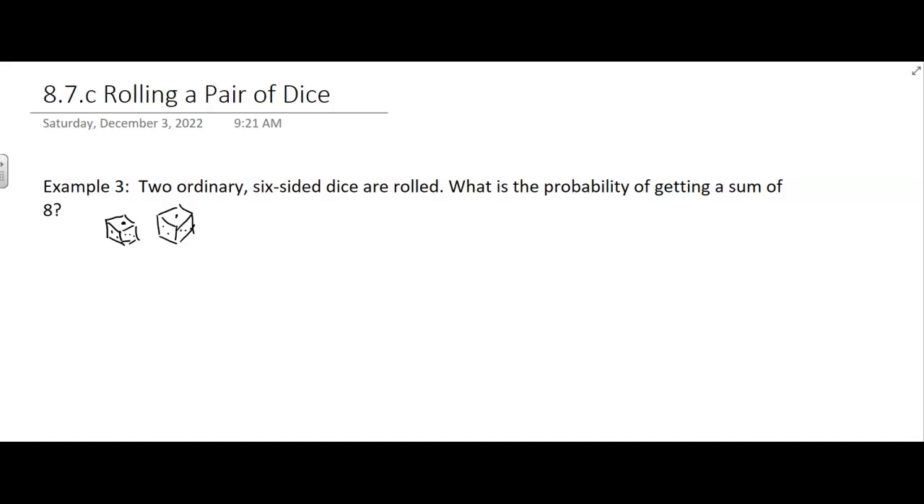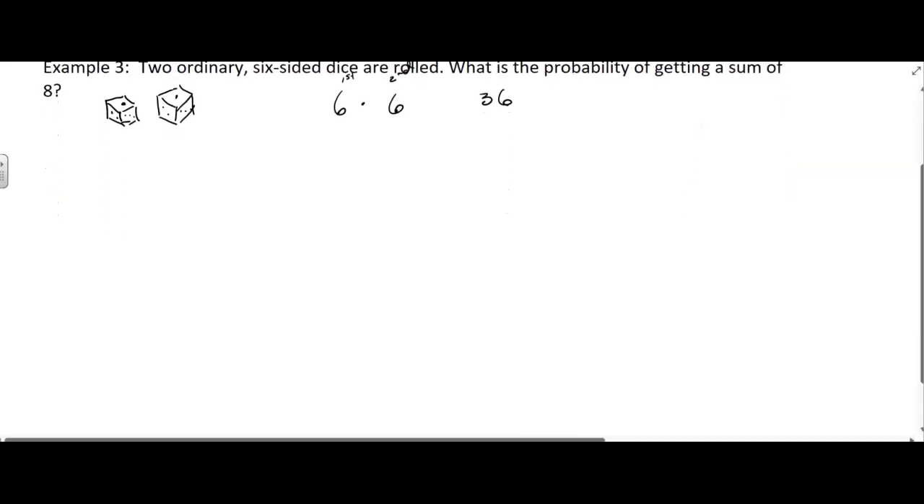Something like that. Well, when you think about it, you have 2 of them, right? So from the fundamental counting principle, there are 6 choices for the first die: 1, 2, 3, 4, 5, or 6. And for the second die, there are 6 choices, right? So there are 36 possible outcomes. Okay, so we know that. But what are those outcomes?